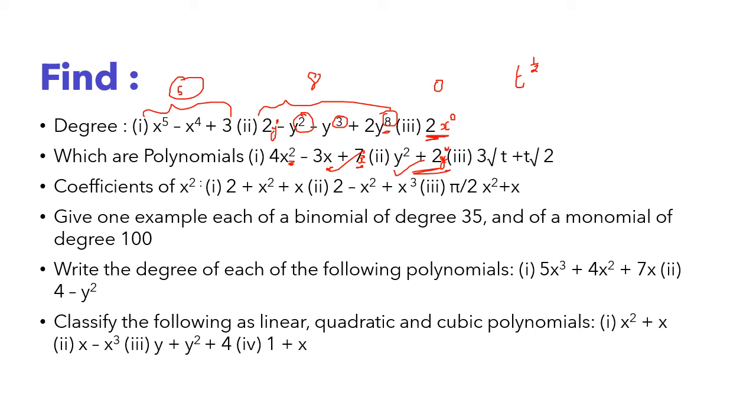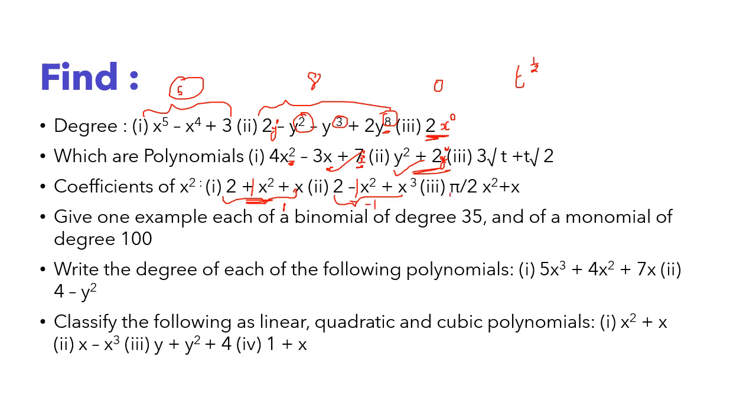Next one, we have to find the coefficient of x square. Now over here, the polynomial is 2 plus x square plus x. So the constant which is near to the x square is 1. So the coefficient of x square in this polynomial is 1. Let's move to the second question. 2 minus x square plus x cube. So here the coefficient of x square is minus 1, because the constant which is near to x square is minus 1.